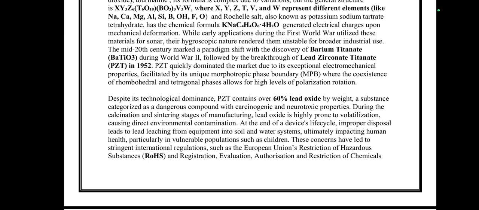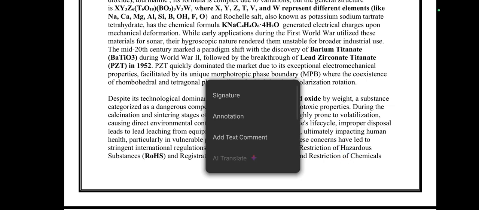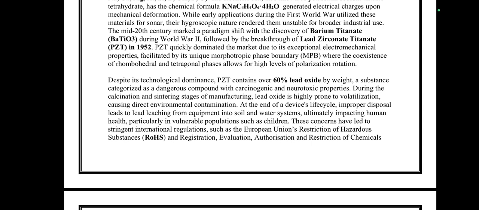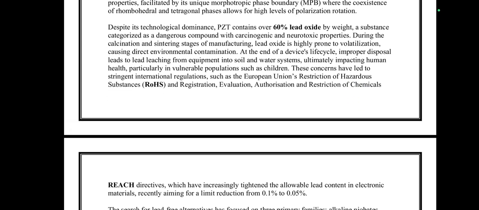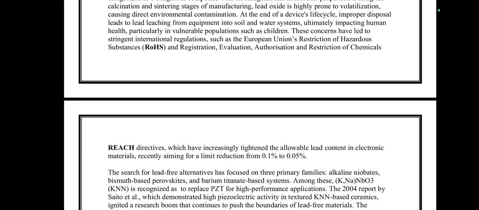These concerns have led to stringent international regulations such as the European Union's restriction of hazardous substances (RoHS) and registration, evaluation, authorization, and restriction of chemicals (REACH) directives, which have increasingly tightened the allowable lead content in electronic materials, recently aiming for a limit reduction from 0.1% to 0.05%.